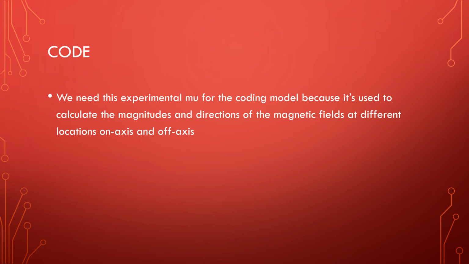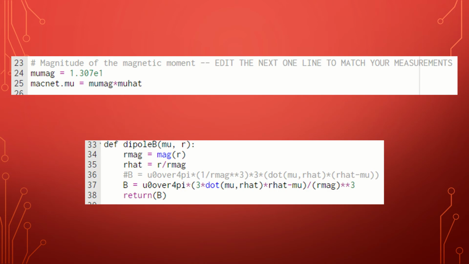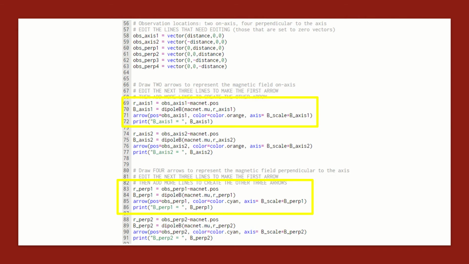For my code, I use this experimental mu value in order to calculate the magnitudes and directions of the magnetic fields at different locations. So line 24 is my experimental mu value that I got, and then I created a function to calculate the magnetic field of a dipole. I used kind of the same idea from Lab 0, but applied the idea of electric field to magnetic field. And then the highlighted areas show what I defined for my position vector and what I was defining for my function for the magnetic field of a dipole.